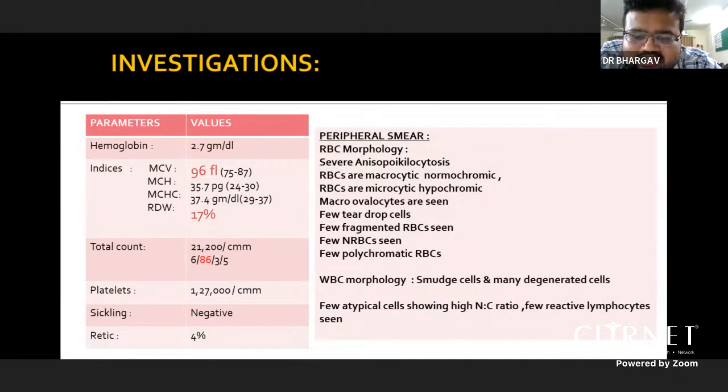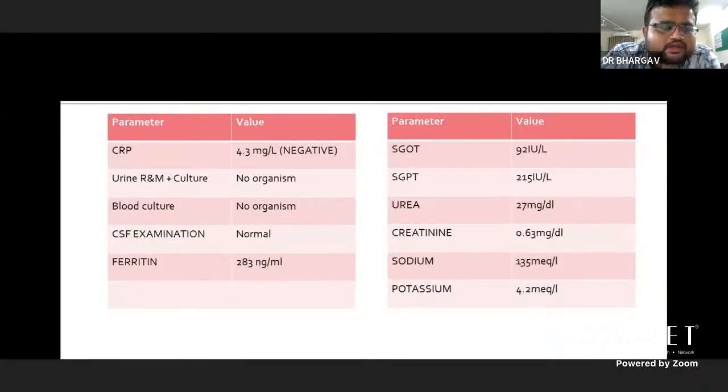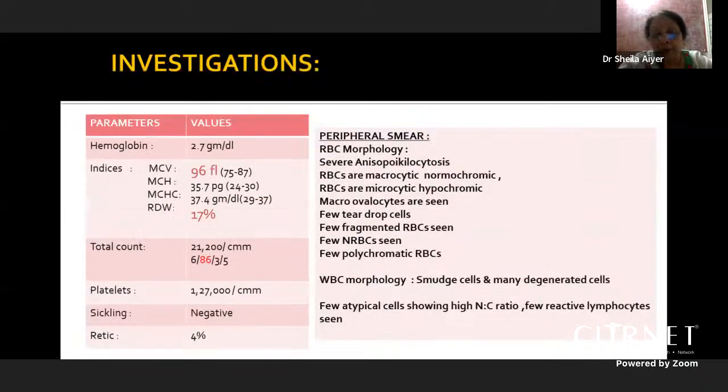On WBC morphology, smudge cells and many degenerated cells were seen. Few atypical cells showing high NC ratio and few reactive lymphocytes were also seen on peripheral examination. Your retic count was 4%. An important point that you need to make here.